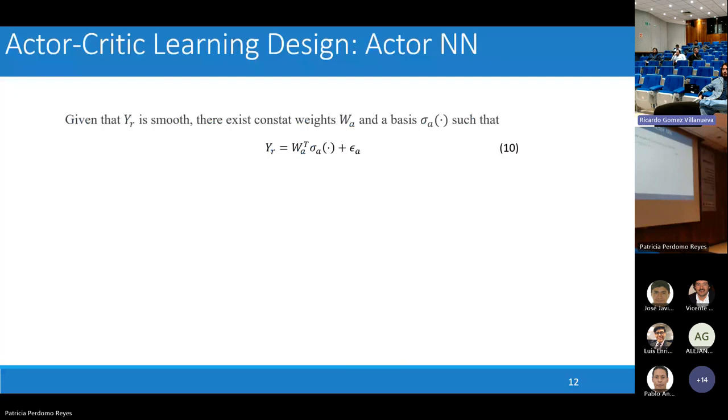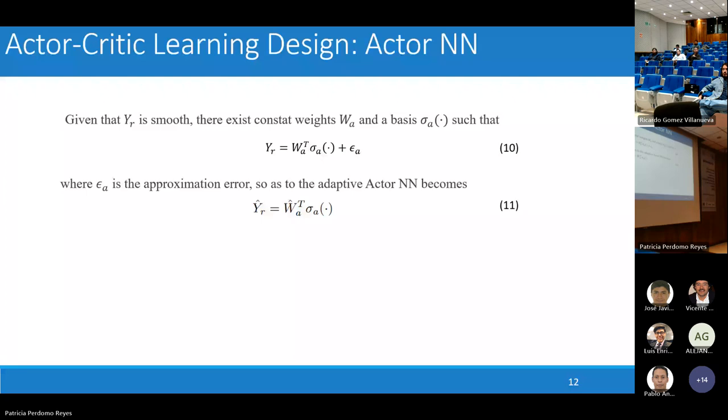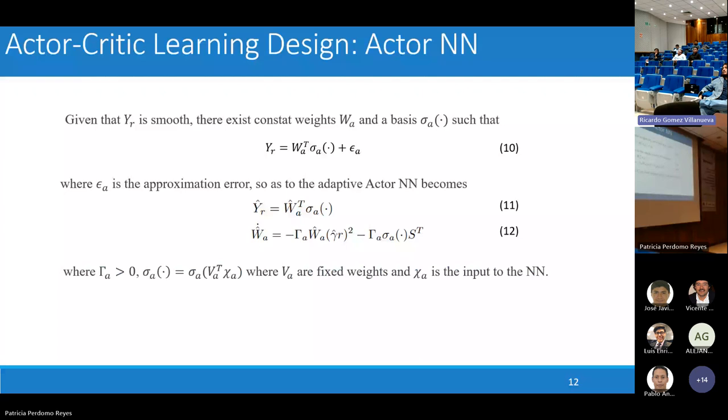Now we have the actor neural networks. We say that the goal of the actor is to compensate the nonlinear dynamics. So the linear parameterization or the regressor can be expressed as equation 10. And then we approximate this regressor with a neural network that has a similar structure to the critic neural network. We have the adaptive weights and the nonlinear sigmoid activation function. And also we have this adaptation law for the actor's weights.